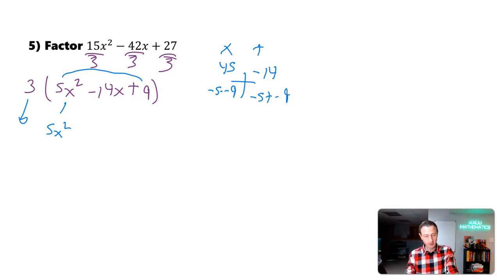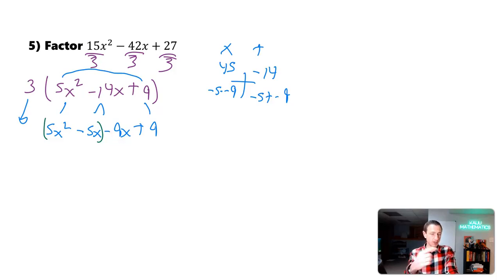Let's just finish up the factoring process. So 5x squared, replacing the middle term with negative 5x and negative 9x. Bring down the plus 9. I'm going to group. Careful with this minus sign here when you're grouping. That negative sign needs to be tacked on with that negative 9x.